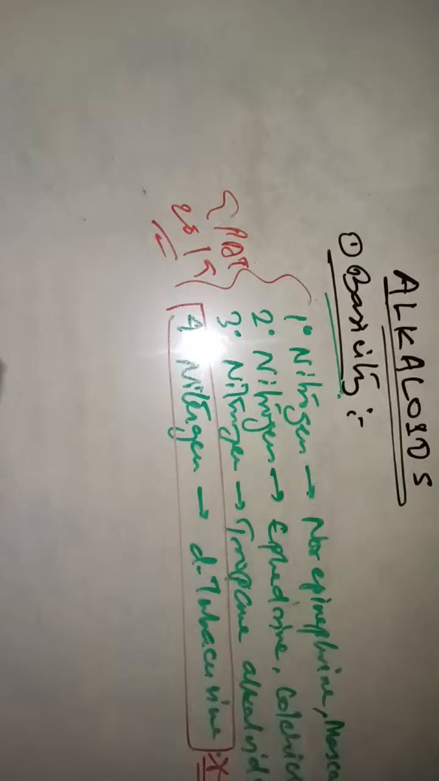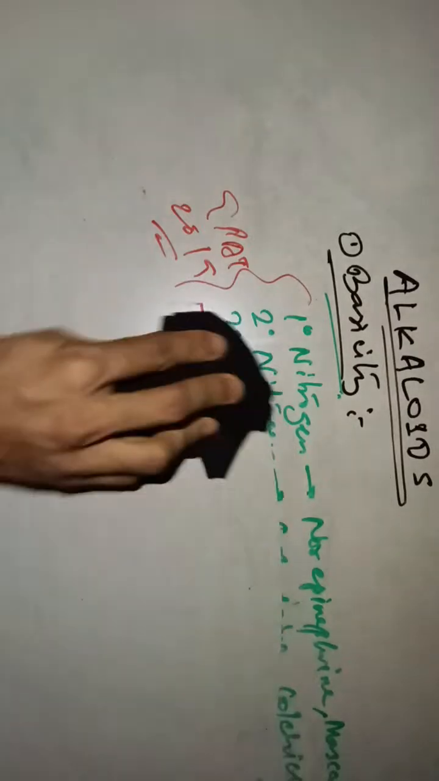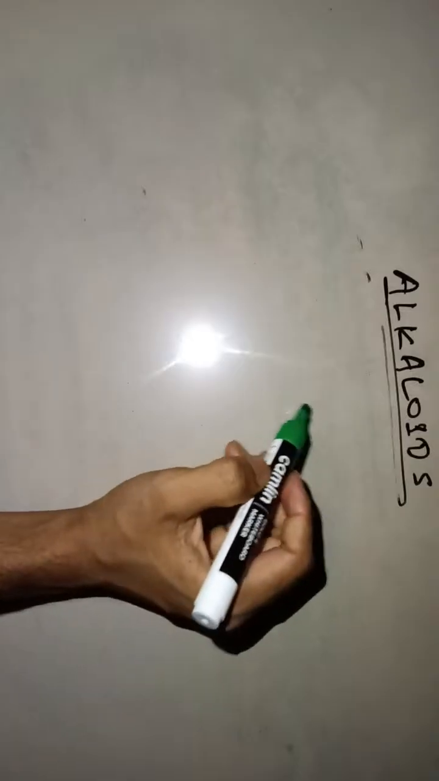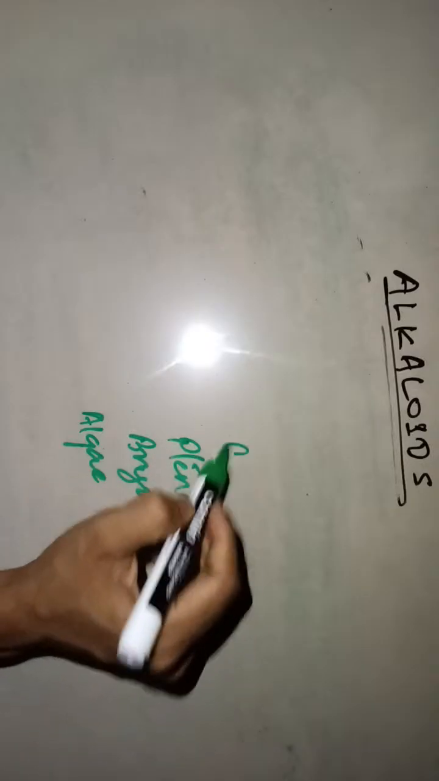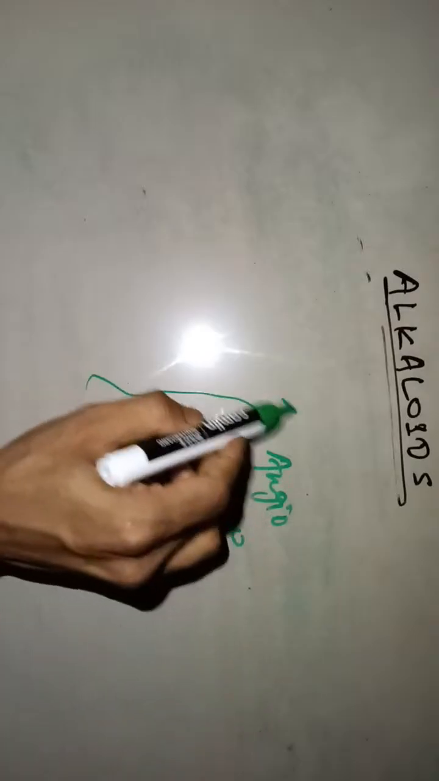Now, occurrence. Where are alkaloids found? Alkaloids are normally present from lower class to higher class. In all plants, alkaloids are present, for example in gymnosperms, algae, etc. So from lower class to higher class, we can classify: algae, bryophyte, pteridophyte, gymnosperm, angiosperm. In all of them you can find alkaloids.